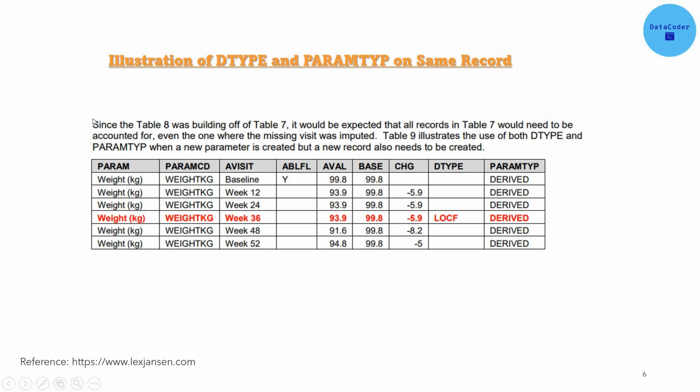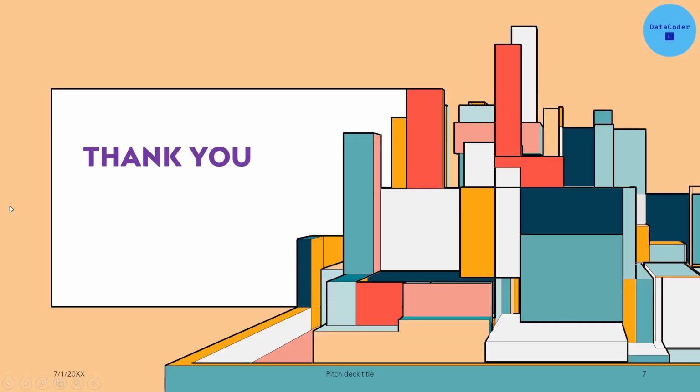So this is how we see the example of the use of DTYPE, PARAMTYPE, and both DTYPE and PARAMTYPE for the same record. This is used in the BDS structure of the ADaM dataset to impute the missing values of AVAL or AVALC, or to create a new parameter.